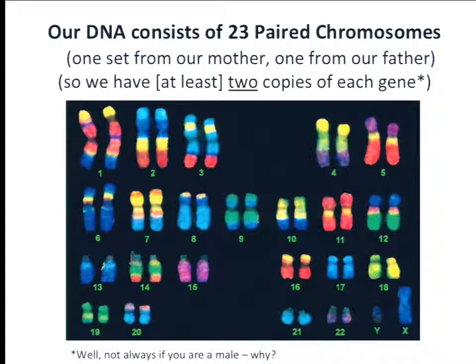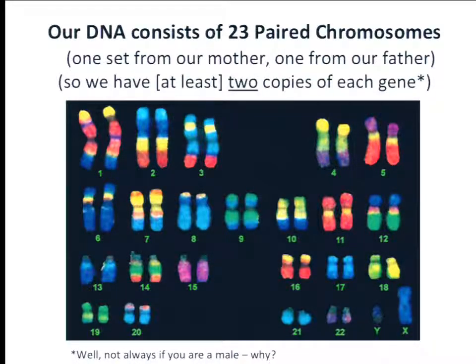A bit of background is required to explain it. Our DNA consists of 23 paired chromosomes, right? And these have been dyed just to make it prettier. We have one set from our mother and one set from our father. So it means we have at least two copies of every gene. That's important: two copies of every gene.